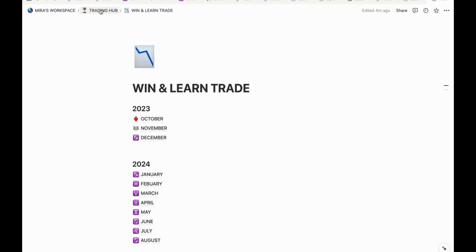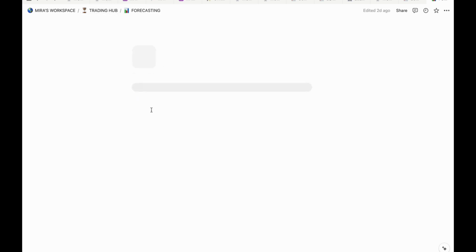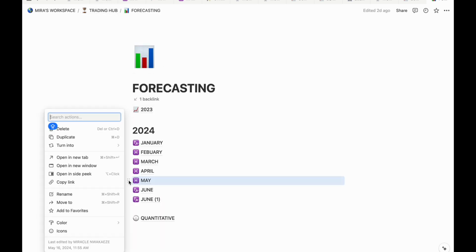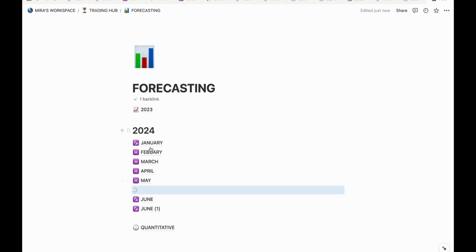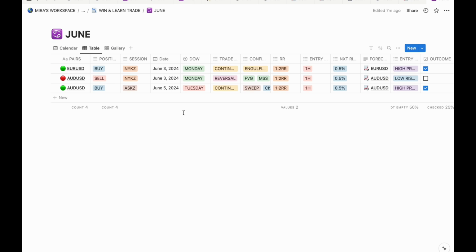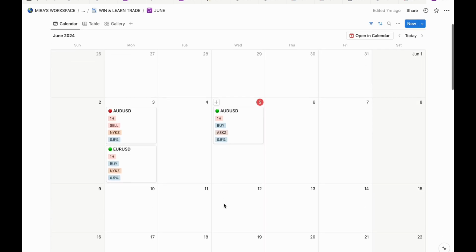Then going over to my forecasting, the same way I do my win or lose trade, I can just come here, duplicate, then you see you have a new month. The next thing, okay, I also forgot that in my win or lose trade in June, you can also have a calendar view. As you can see, I have a calendar view.